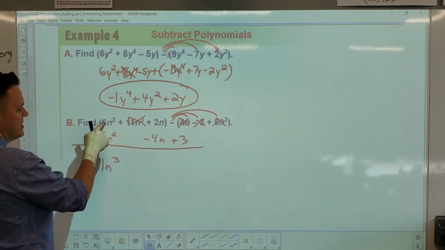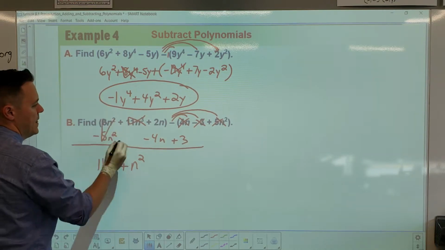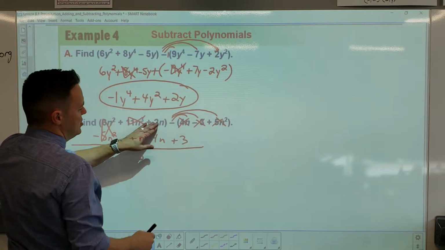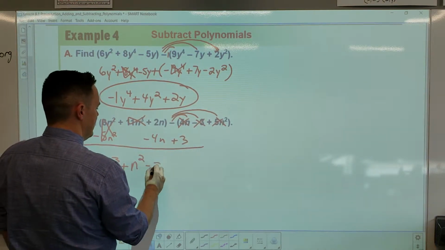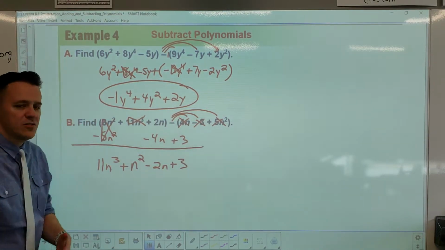Now the squares. 6 minus 5 is positive n squared. And then it would be the n's. 2 minus 4, negative 2n. And then lastly, it's plus 3. Okay, hopefully you guys understand that concept.